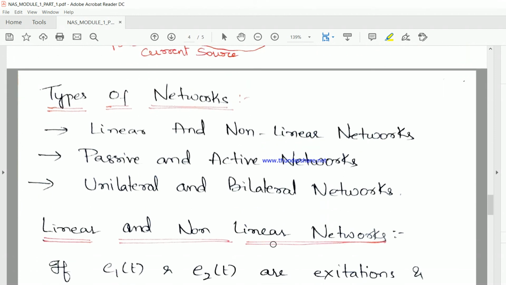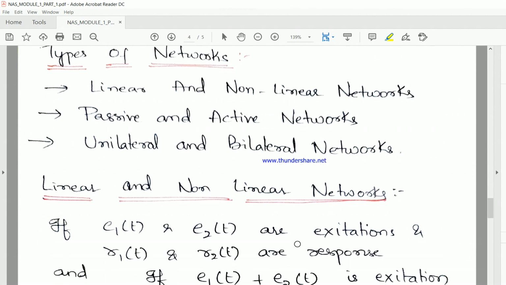Anyway, now let us go with the types of networks that we have in electrical circuits. We normally see three families of networks: linear and non-linear networks, passive and active networks, and unilateral and bilateral networks. Normally we go with linear, we go with passive, and we also go with some bilateral and unilateral. We'll see why we don't go with non-linear or active networks.